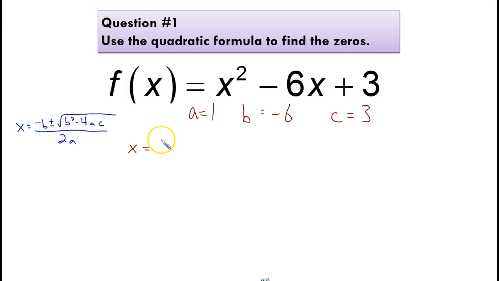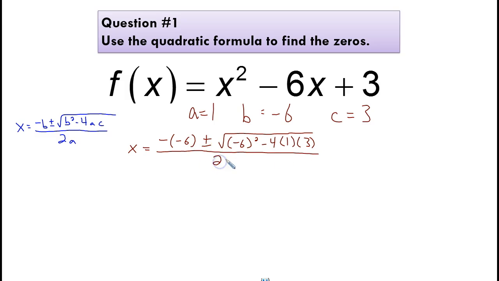So I start with negative b. Well, that's negative, and then I'm plugging in a negative 6. So remember to put that negative 6 in parentheses so that you can see it's minus a negative 6. Plus or minus the square root of b squared. I'm again putting this in parentheses so your calculator calculates it correctly if you use your calculator. Minus 4 times 1 times 3. And all of this is over 2 times 1.